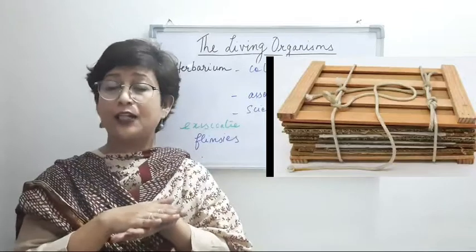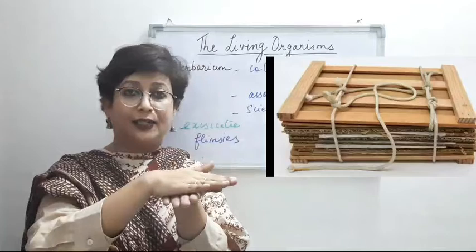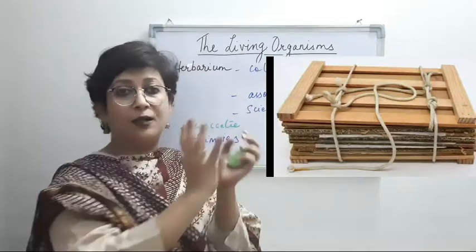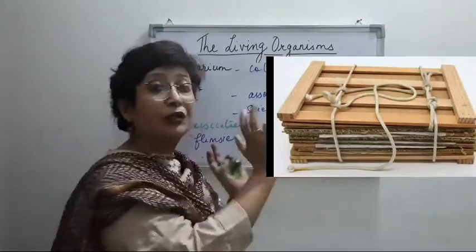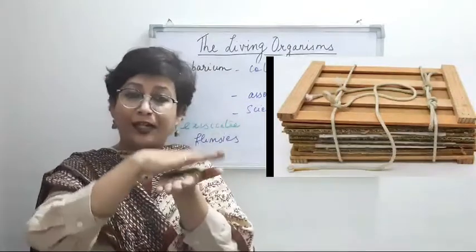Now what is this plant press? Usually at home, how do we press the plant? We need to flatten that part, right? So that easily it can be mounted on the sheet. Mounted means it can be fixed on the sheet, right? So we have to flatten this part.